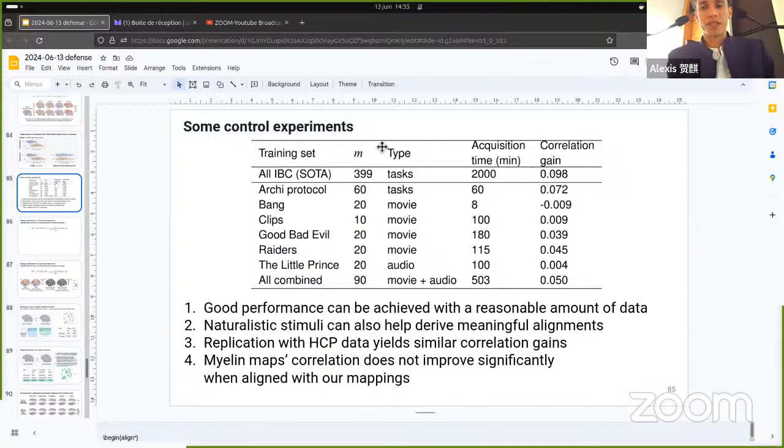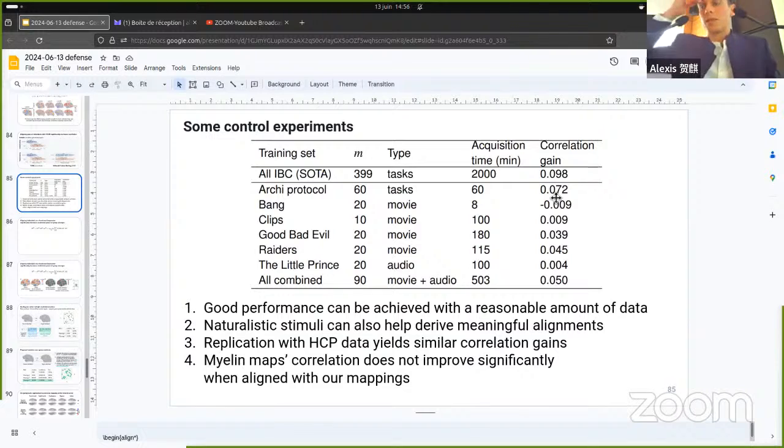So one of the things, can you see the slide here? Yeah. One of the things we've tried just after submitting the paper on Fugue is to try with different types of training data. What you see at the top of this slide is the kind of correlation gain that we can hope for if we use all of IBC. And then we've tried different subsets of this, but also we've tried using movie clips, etc.